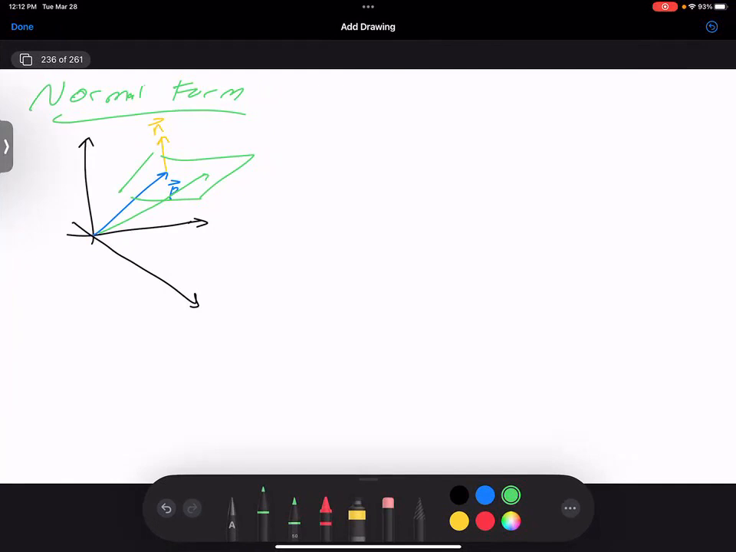Okay. So let me give you some point in the plane. Here's my point P of t. Then I can look at this vector over here. This vector is P of t minus P, and that needs to be perpendicular to n. So how do you tell if two vectors are perpendicular?